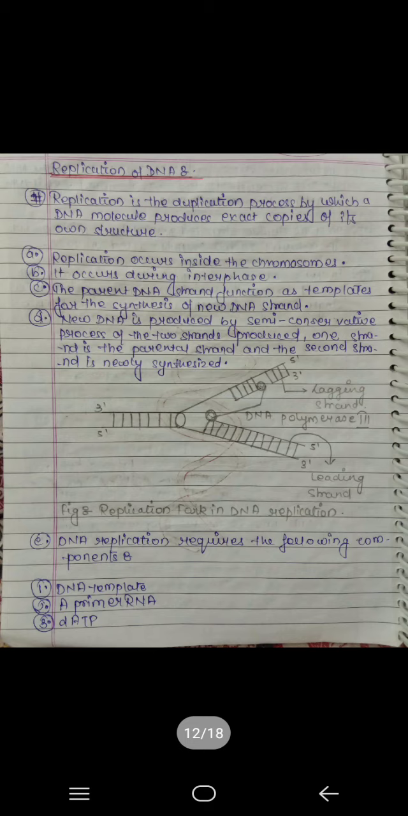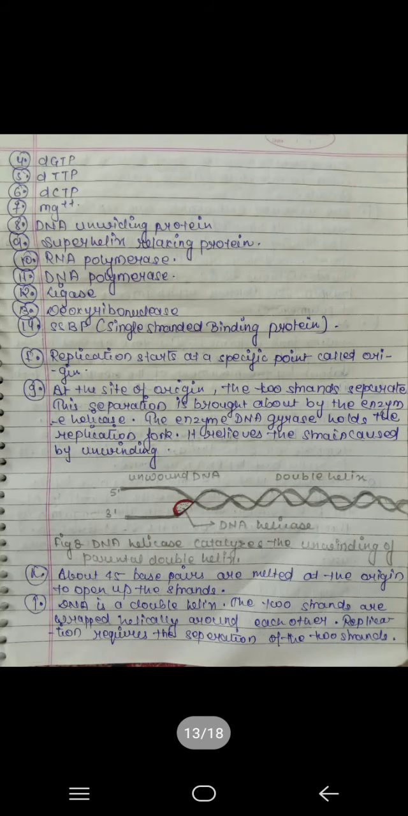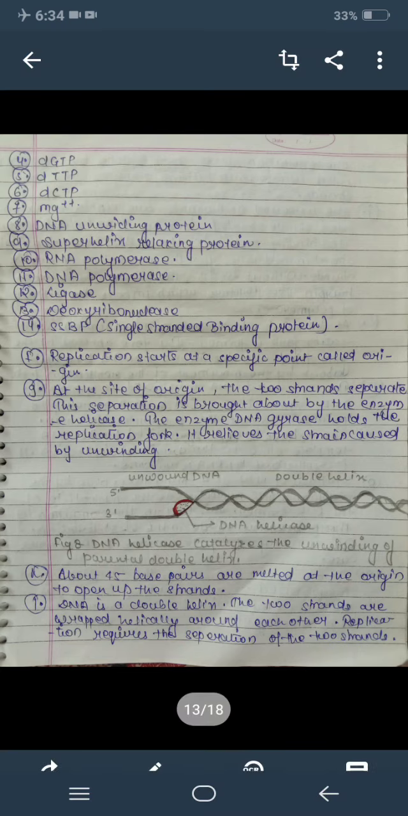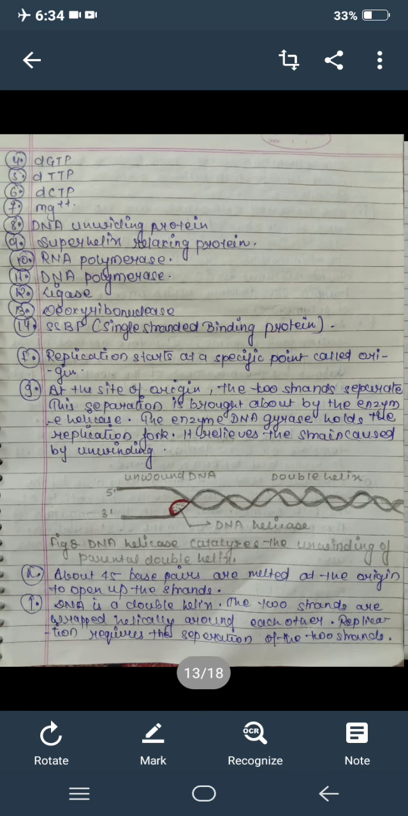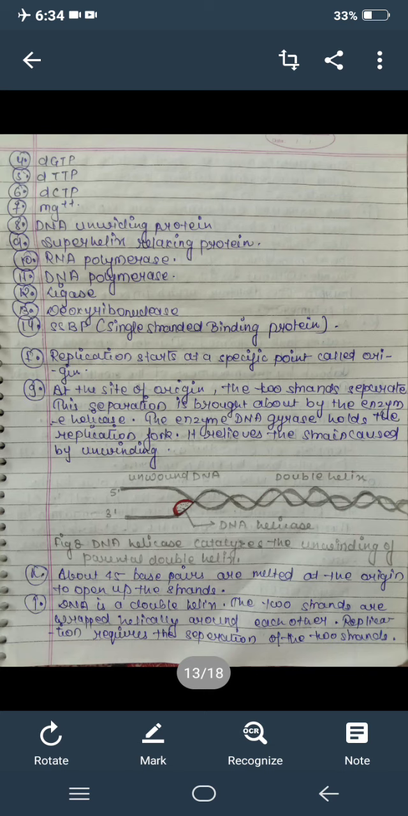DNA replication requires the following components: DNA template, a primer RNA, dATP, dGTP, dTTP, dCTP, magnesium, DNA unwinding protein, superhelical relaxing protein, DNA polymerase, RNA polymerase, ligase, deoxyribonuclease, and SSBP. Replication starts at a specific point called the origin. As you can see, where the DNA helicase enzyme is attached, it is the point where the replication will start.